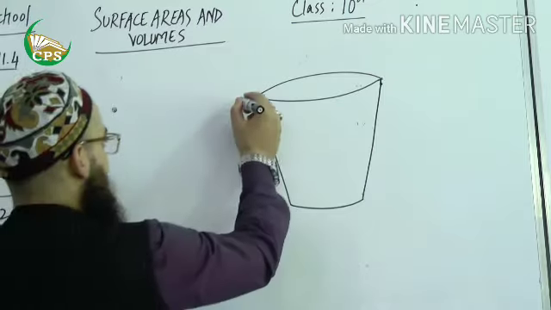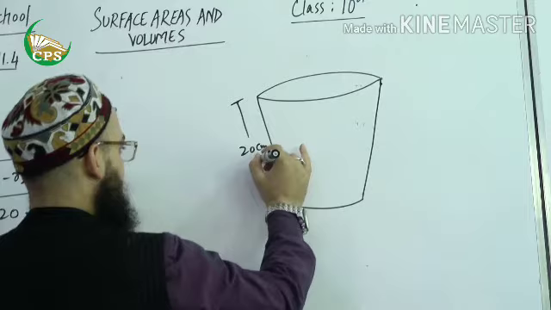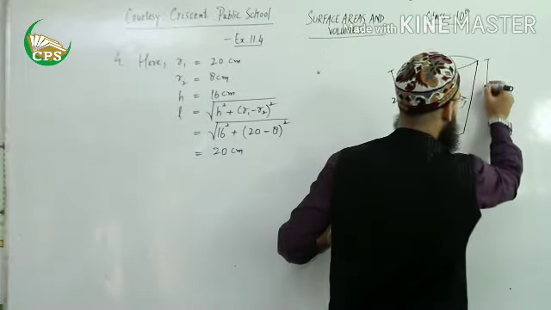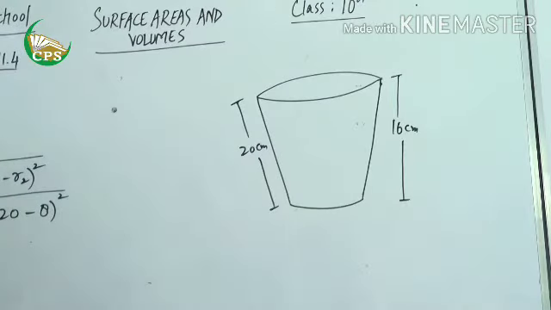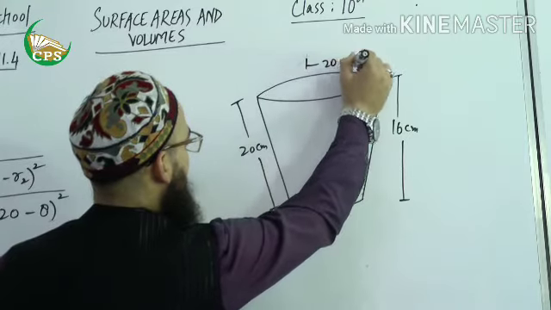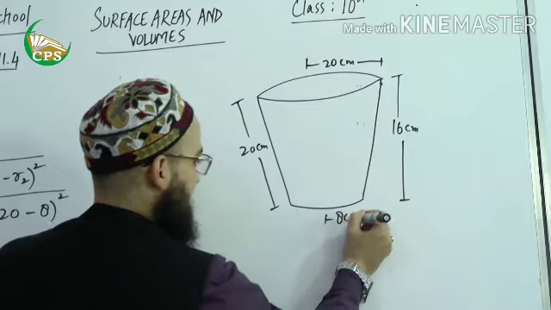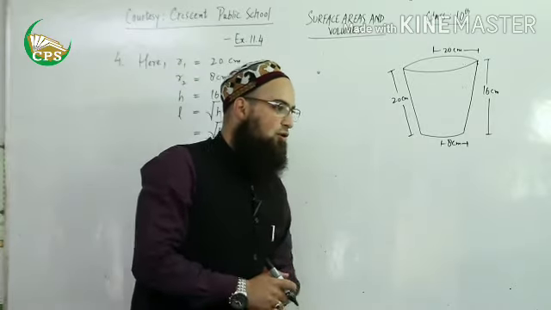Now our slant height is 20 centimeter. This is our slant height. Our height is 16 centimeter. Our R1 is 20 centimeter. And our R2 is 8 centimeter. Just like this. Now the question says find the cost of milk.